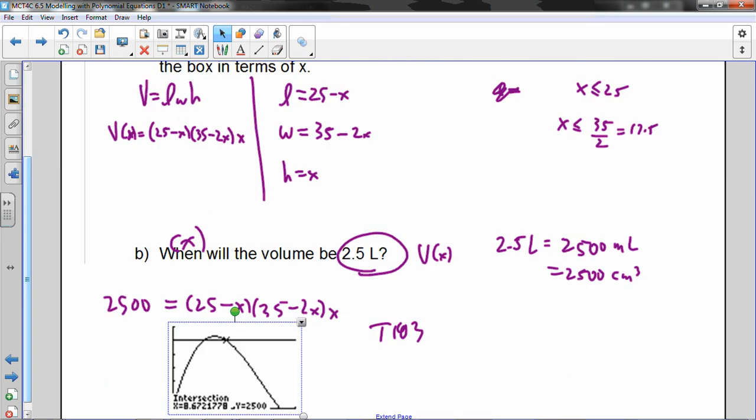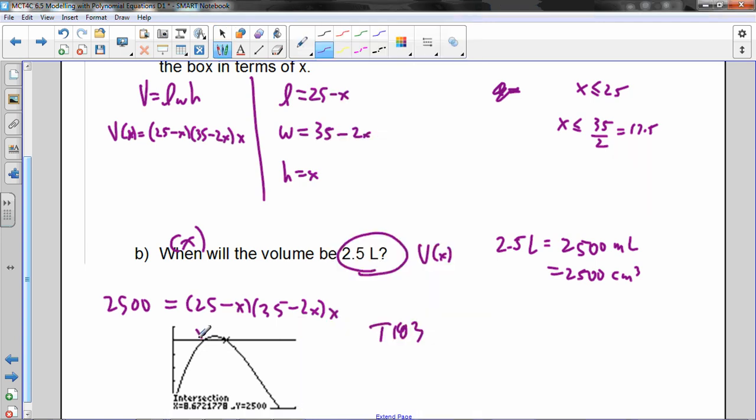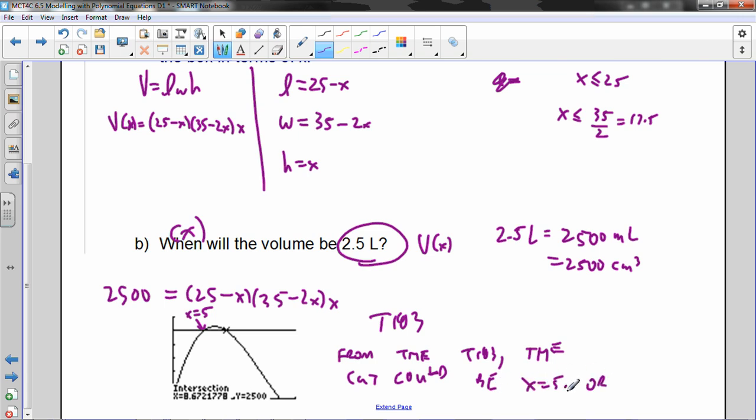That's one of the solutions, but I'm going to find this other one now. Second calc, intersect, first curve, second curve, and then I'm going to go over to the guess here. 5. That point is x equals 5. So then from this, the cut could be x equals 5 centimeters or x equals 8.7 centimeters about. And that's going to give me a volume of the 2.5 liters, the 2,500 centimeters cubed.